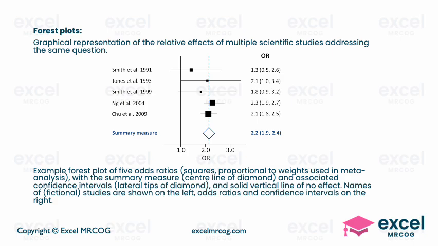Now, you can see some squares are big and some are small here. What does that actually mean? What does this line actually mean? The square represents the effect size, usually an odds ratio. The size of the square indicates the weight of the study. Larger studies with more precise data get larger squares.